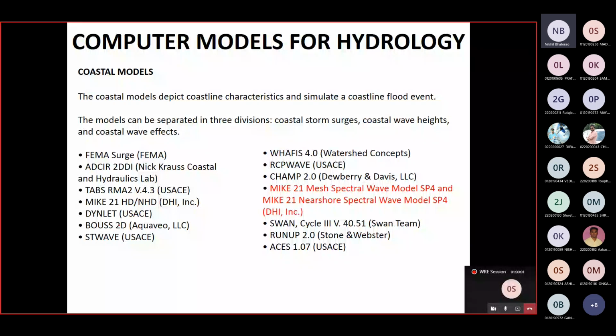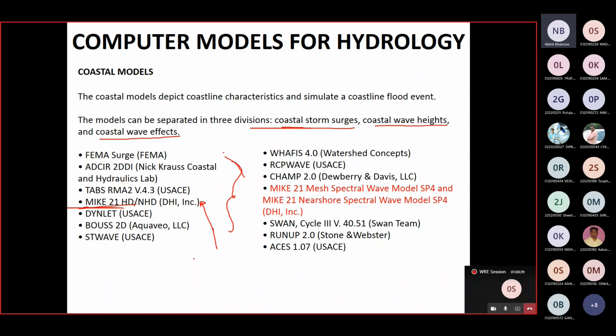Next, we have the coastal models. The coastal model projects depict the coastline characteristics and simulate coastline flood events. The models can be separated into three divisions: coastal storm surges, coastal wave heights, and coastal wave effects. There are various software used in coastal hydrology. The famous one that we know, which is used most commonly, is MIKE 21. This software is accepted in our India as well.